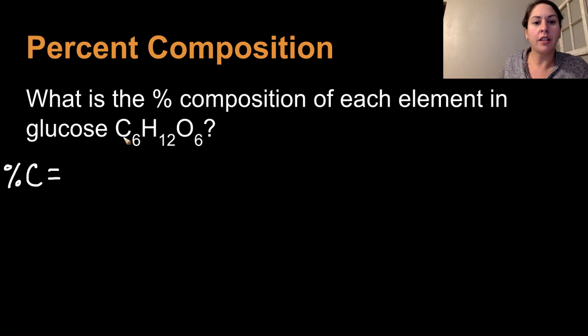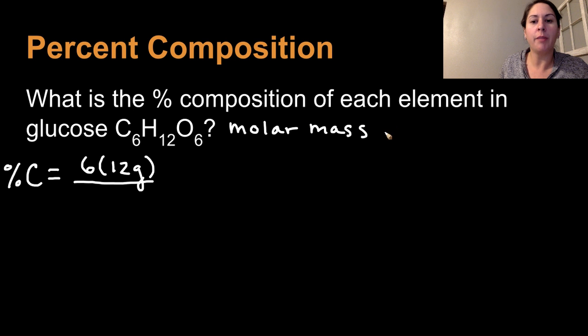So I have 6 carbon atoms in a molecule of glucose. So 6 times my mass of carbon is going to be what goes on the top. And so I'm going to do 6 times my mass of carbon, which is 12 grams on the periodic table, okay, divided by the molar mass. And if you remember, the molar mass for this compound was 180 grams per mole. Okay, and if you don't remember how to do that, go back and watch the video on molar mass again, or look back in your notes and see how you did that.